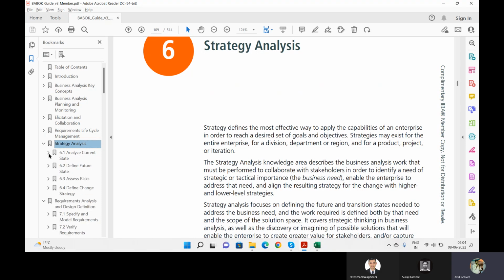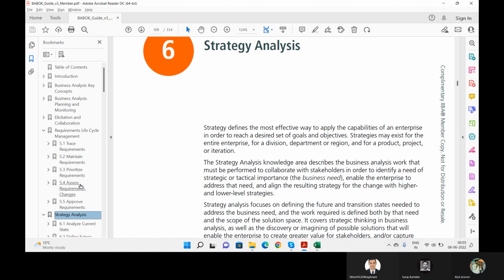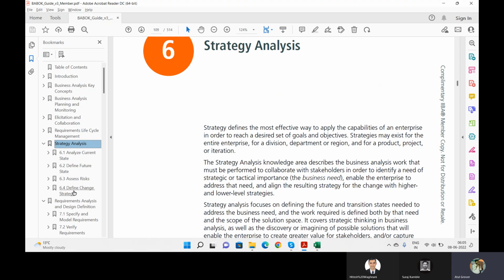When we are working on the strategy, we follow four main steps. We try to understand where I am standing at this point in time: analyze the current state. Then I see where I want to go: the future state. If I'm going into the future, I definitely have some risk as well, so I assess the risk. And fourth, if any changes happen, they are assessed. So we are making the strategy to define how to assess and what to assess, and how to make sure the changes coming are not impacting my work.